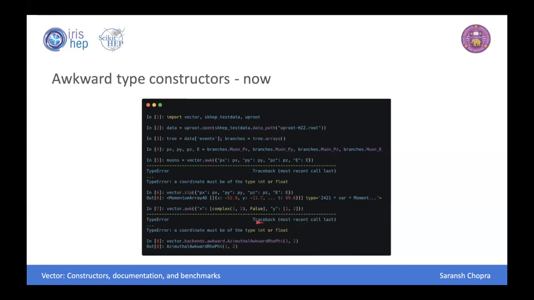It also rejects complex types and any coordinate types that a user would not like to use through vector. And obviously it has better wrappers. So now that the backend module is public, it does not use the default Python wrappers, rather it uses better wrappers.